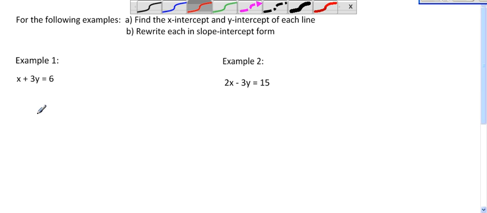Looking at our first example, we have x plus 3y equals 6. That there is in standard form. You have the ax plus by equals c. Your a value, out in front of x, would be 1. Your b value, out in front of y, is 3, and your constant c would be 6. So right now, I'm going to convert this into slope-intercept form, and here are the steps you would do.